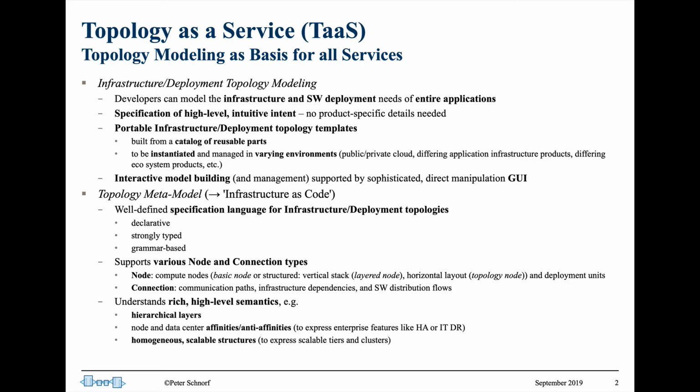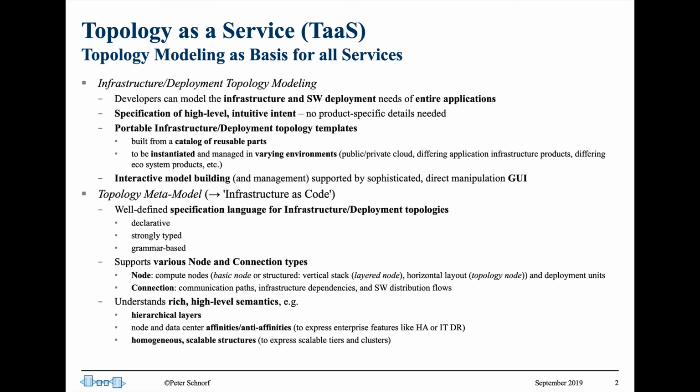A compute node has one of three types. A basic node is an opaque building block whose inner details are not further modeled, representing, for example, an operating system within a virtual machine or a network load balancer. The other two types are used to build up structures of nodes, be it vertical stacks, so-called layered nodes, or horizontal layouts, so-called topology nodes, meaning topologies represented in a single node.